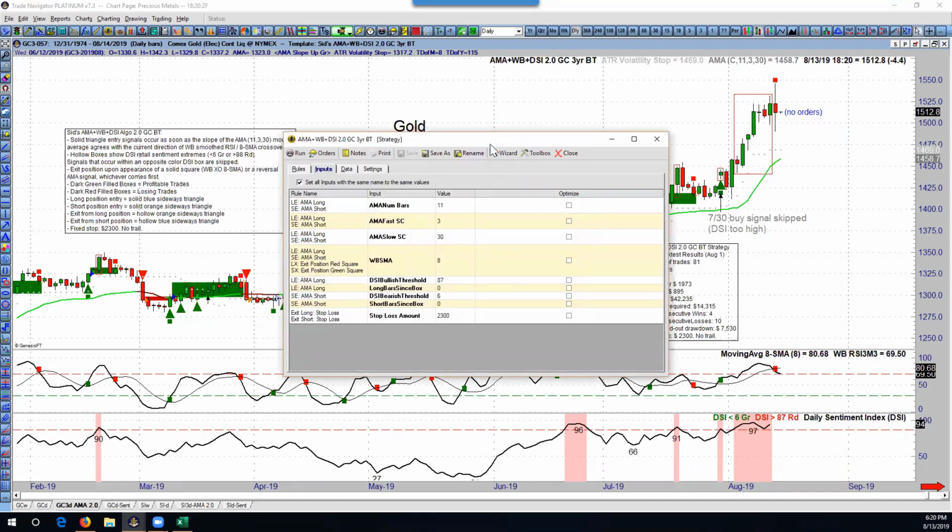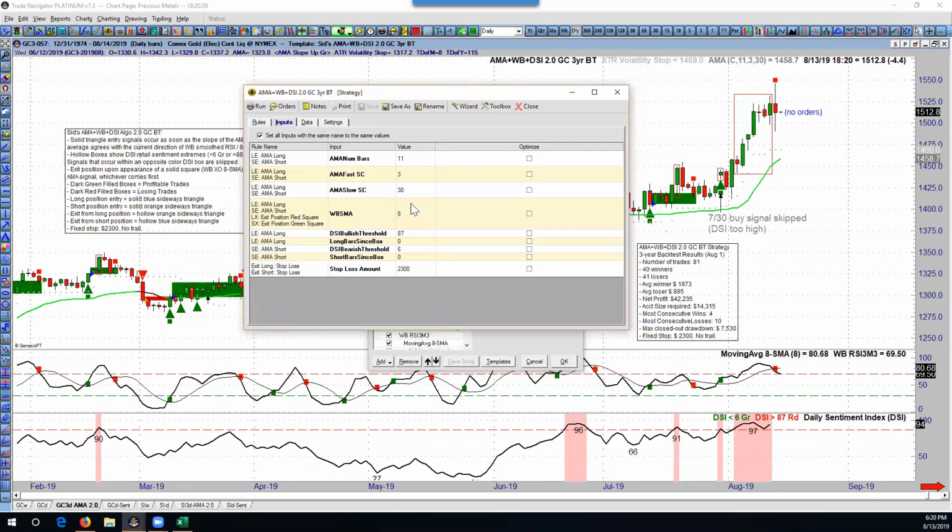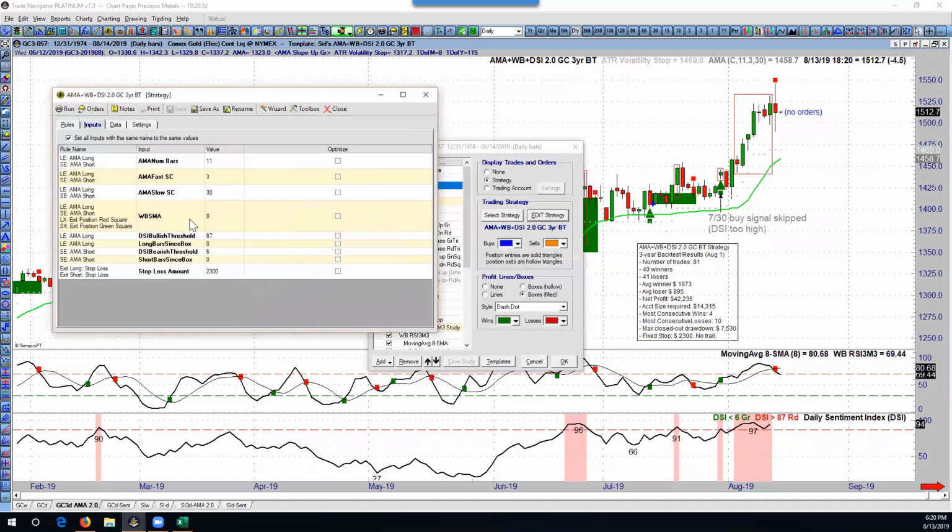And when I use the last 3 years of back testing, it suggests not getting long gold if the DSI is above 87. So if over 87% of retail traders are currently bullish, it doesn't like to take a long trade, because retail traders are notoriously wrong en masse at major turns. That's the reason we look at retail sentiment, is for clues that we're near a top, because they're chasers.